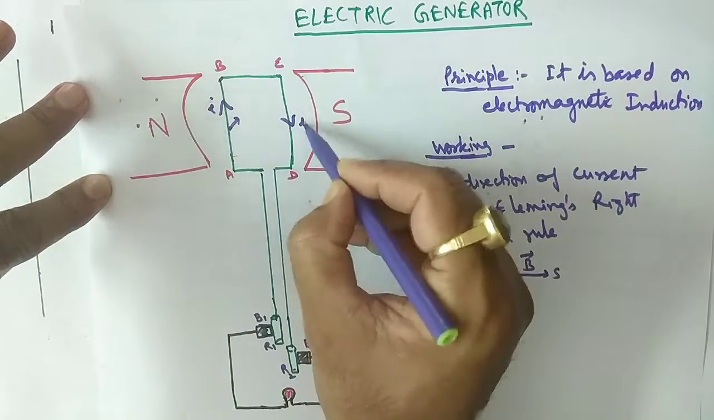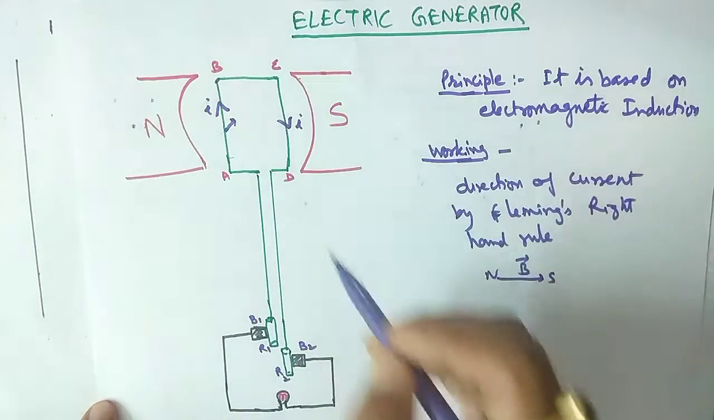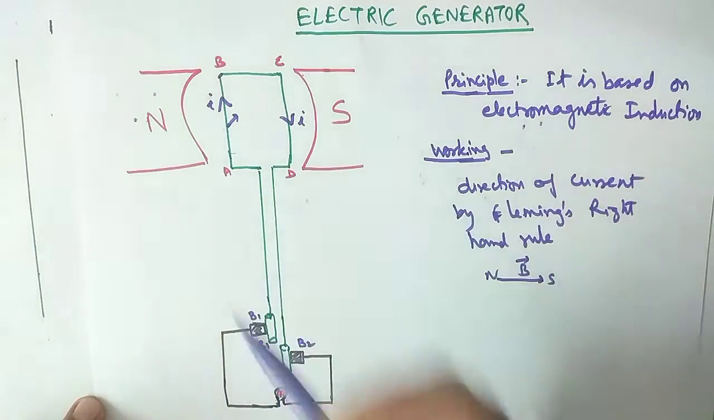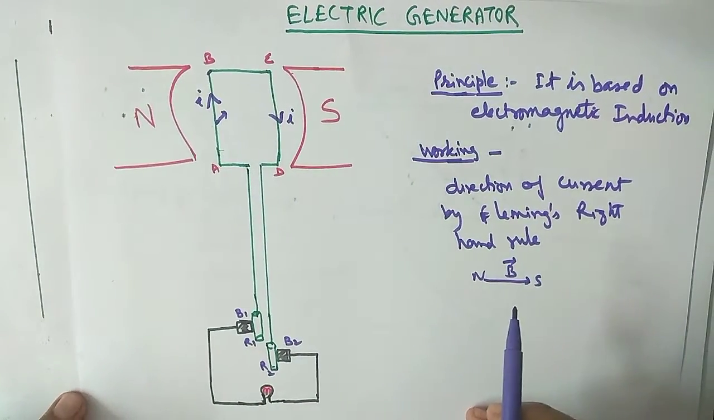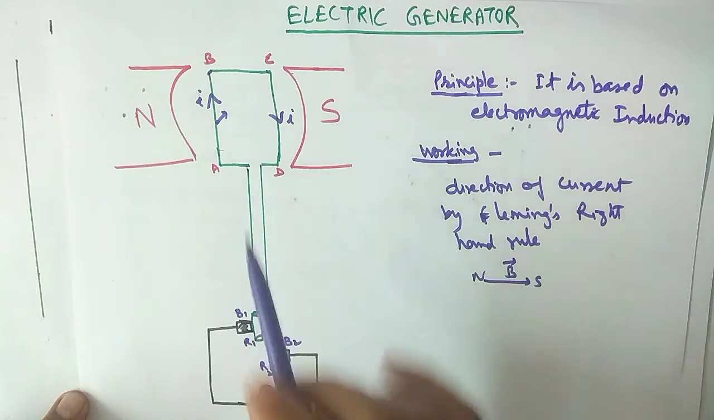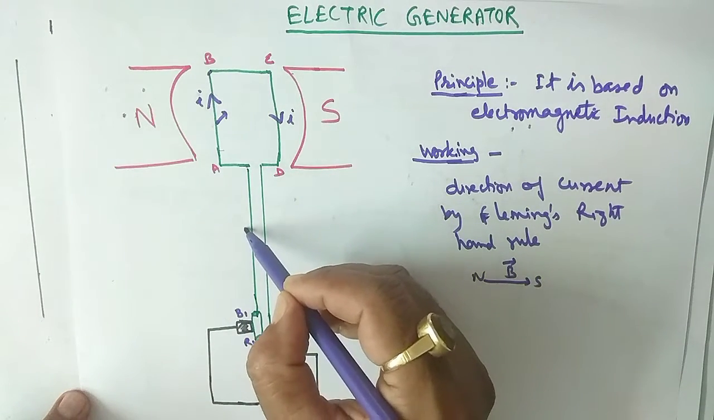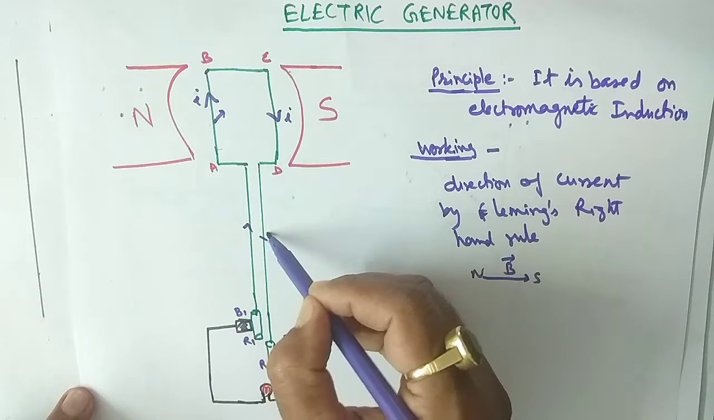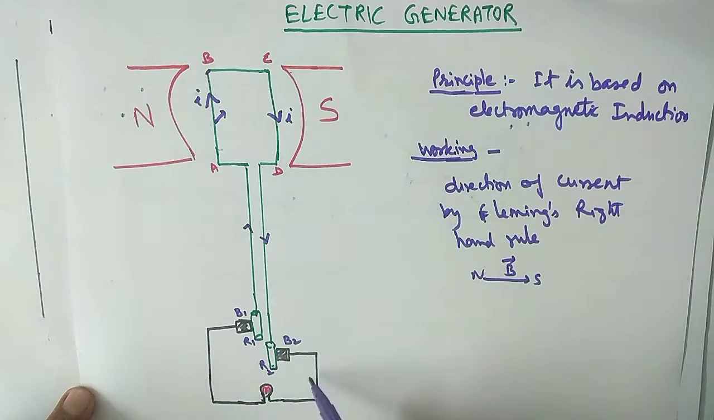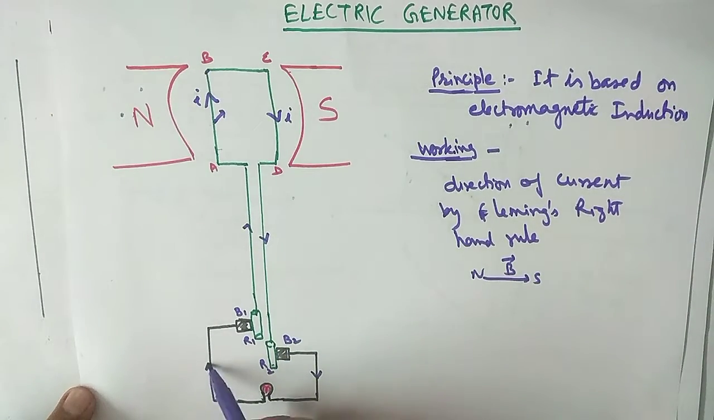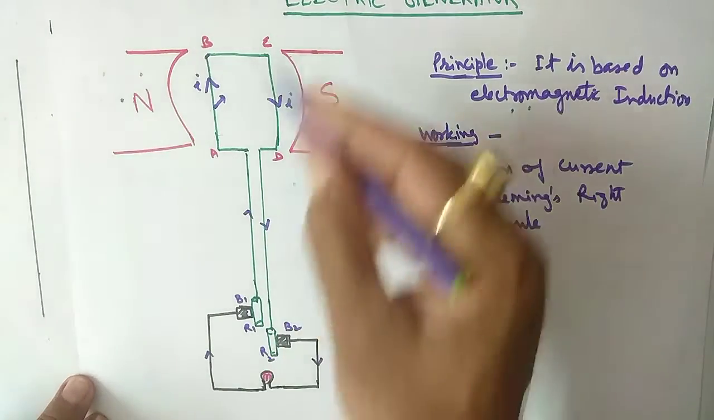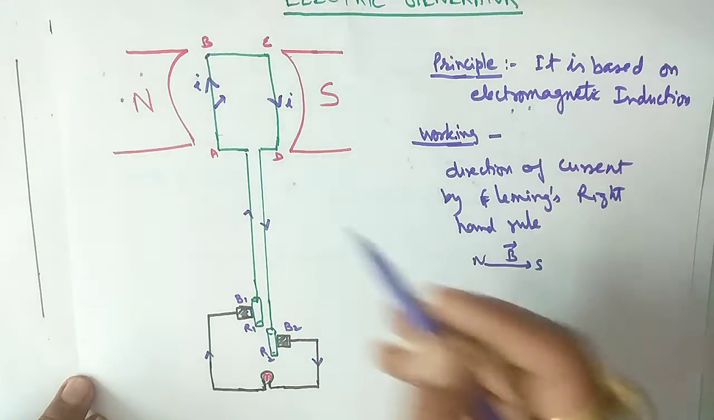This is the induced EMF. It will show the direction of motion, and induced current will be produced. I think it is clear to you. So this is the way. Now it means the current will move like this. This is the direction, and it will make a closed loop. This is the direction of current.